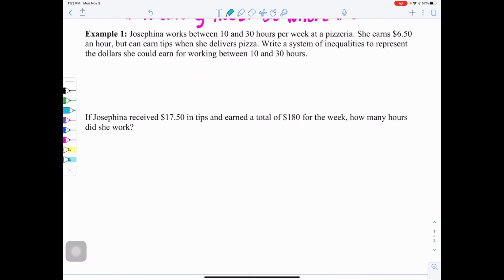Josephina works between 10 and 30 hours per week at a pizzeria. She earns $6.50 an hour, but can earn tips when she delivers pizza. Write a system of inequalities to represent the dollars she could earn for working between 10 and 30 hours. So we have 2 things going on here. We've got the number of hours she's working. So I said let H equal the number of hours. And then I said D, this is going to be for dollars because this is the money she earned.